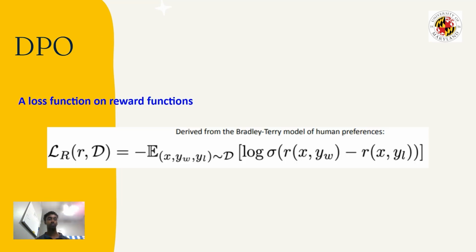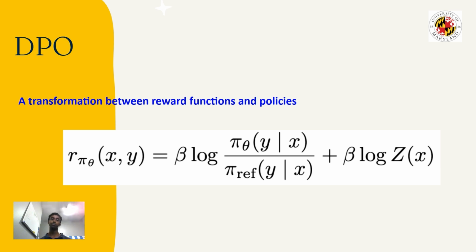So in DPO, we first start off with our loss function on our reward function. Here we have the negative expectation of the log sigmoid of the reward of our preferred response minus the reward of our dispreferred response that we saw earlier. Next, we transform this reward function to reflect the policies, where we have just some parameterization of our reward function. And you might notice that we've removed the need of a reward model completely.